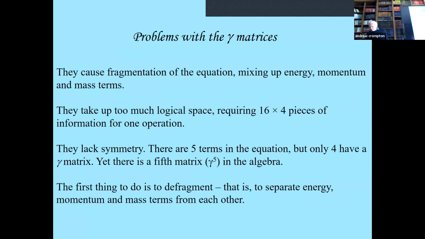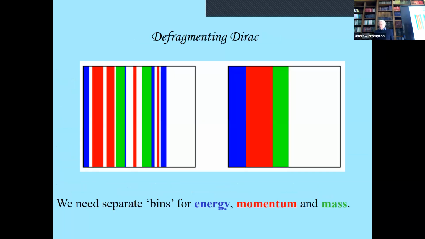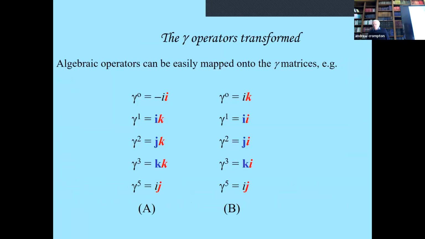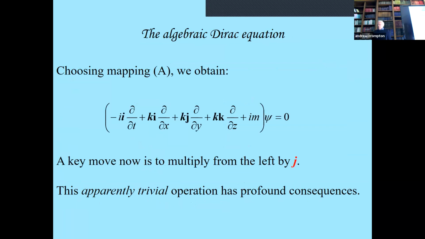Well, we have to defragment. I used to get this from how we used to do disks. You know, they defragment the disk, and you get this horrible jumble, but it becomes nicely arranged, simple colors. And those are our bins: energy, momentum, mass. We've got to put them in different bins. So let's first of all start by using a set of these algebraic operators, and any set we choose out of many of these will work. But it's important that they all work because they all mean something. And if we choose the first mapping, that's what we get.